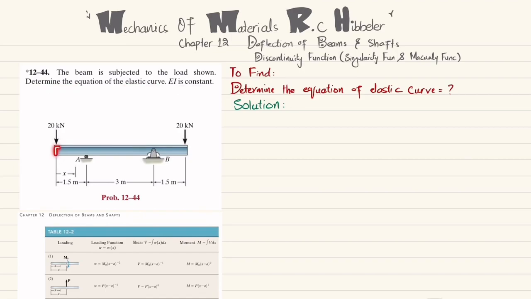EI is constant. So you can see this is an overhanging beam where there is a roller support at point A and a pin support at point B. At this end we have a load of 20 kilonewton, and at the other end we have a load of 20 kilonewton. So you have to determine the equation of elastic curve. Basically we will solve this question by using the discontinuity function or Macaulay's method. So let's start with the solution.